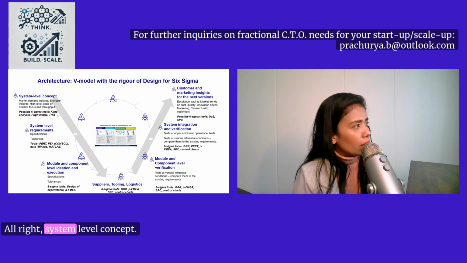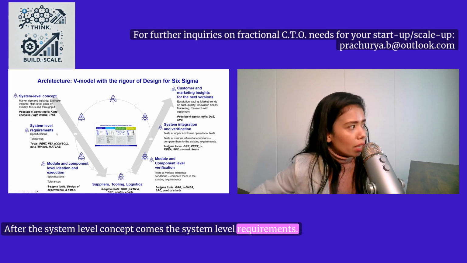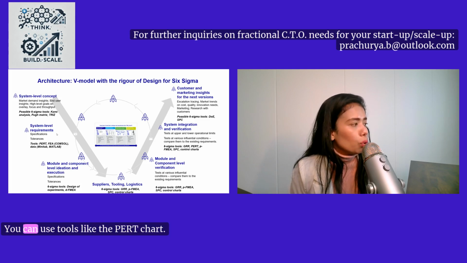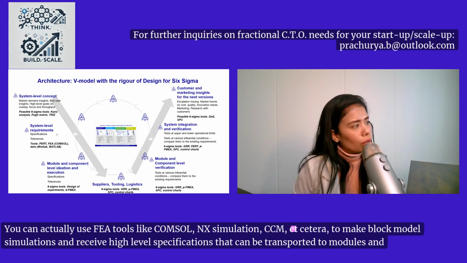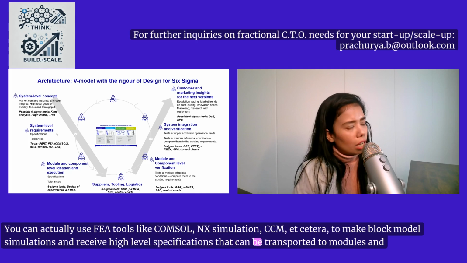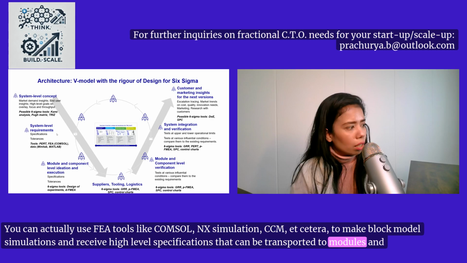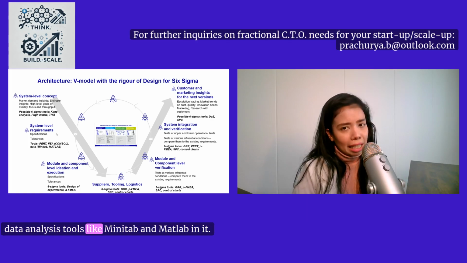All right, system level concept. After the system level concept comes the system level requirements. Here is where you have to develop specifications and tolerances. You can use tools like the PERT chart. You can actually use FEA tools like COMSOL, NX simulations, CCM, etc., to make block model simulations and receive high-level specifications that can be translated, transported to modules and components. And you should use data analysis tools like Minitab and MATLAB in it.